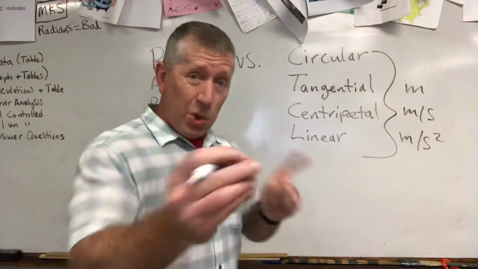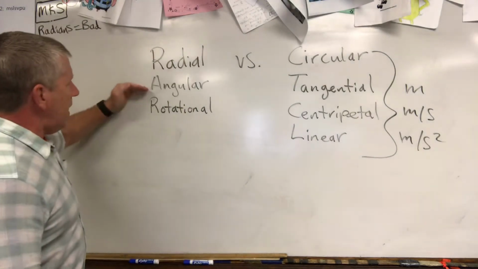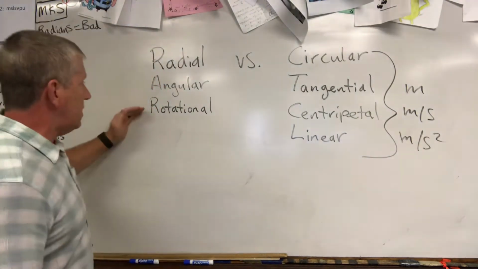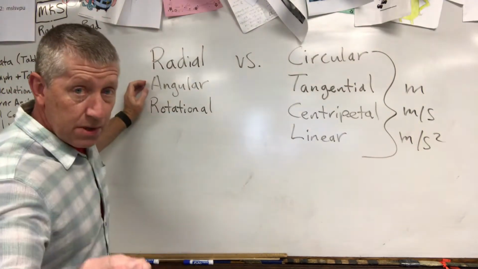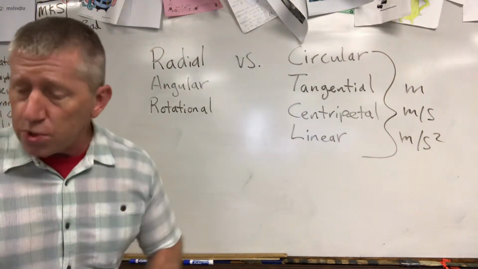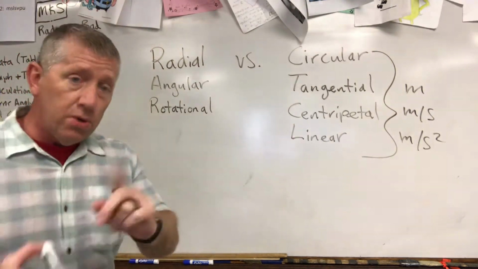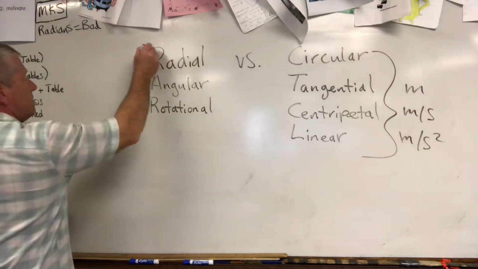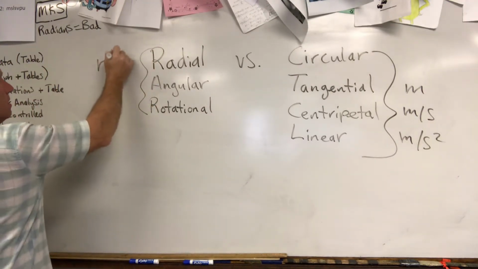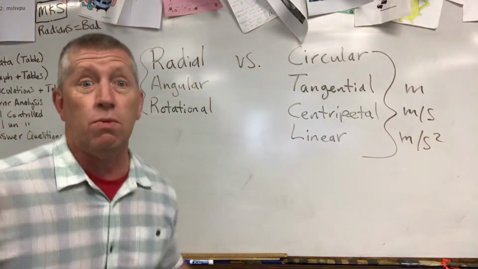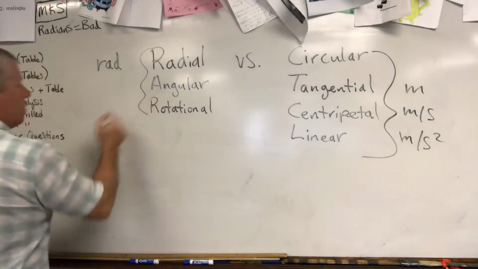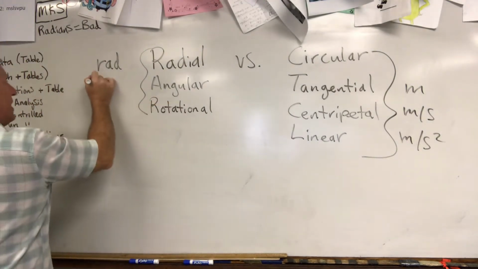Now over in this corner, we have radial, angular, and rotational. If you're asked to find the rotational velocity or the angular distance, or the radial acceleration, those words mean you're supposed to use these units. Radians. That would also be radians per second.